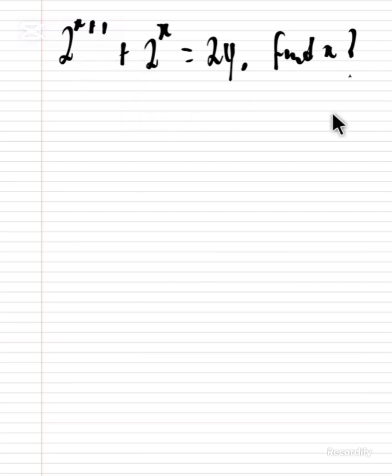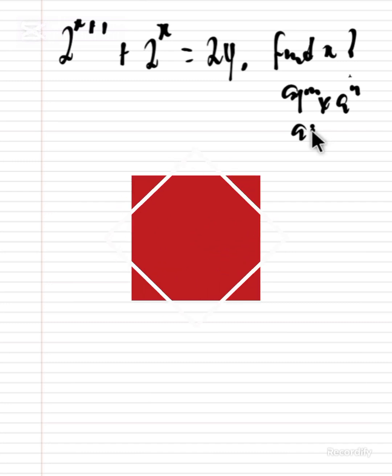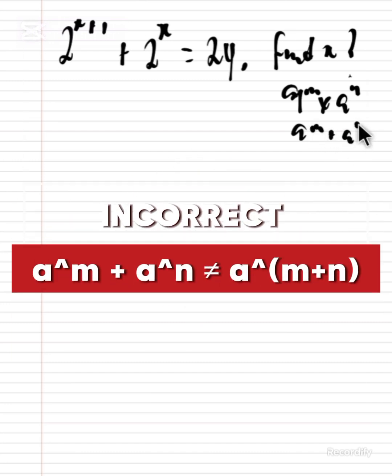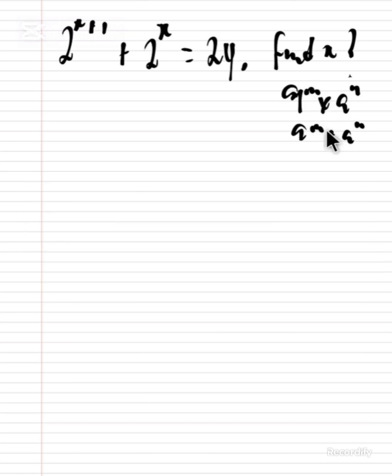Don't forget the law of indices says that a to the power of m multiplied by a to the power of n gives a to the power of m plus n, not a to the power of m plus a to the power of n. Don't forget that. So if you're having a product, you can sum up the power, okay? But here you cannot ever sum up the power.